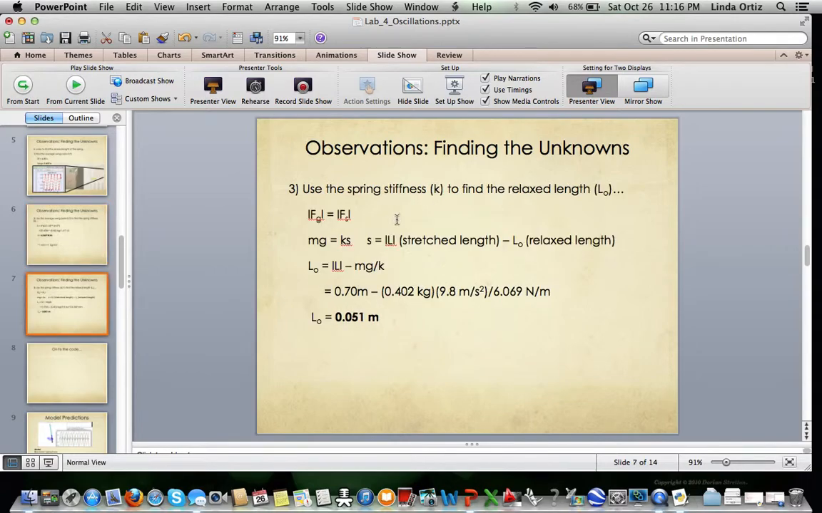And finally, I'll use the spring stiffness to find the relaxed length. From static equilibrium, we know that the force of gravity and force of spring can be equal to 0. Therefore, here we can set them equal to each other. So I found the relaxed length to be 0.051 meters.